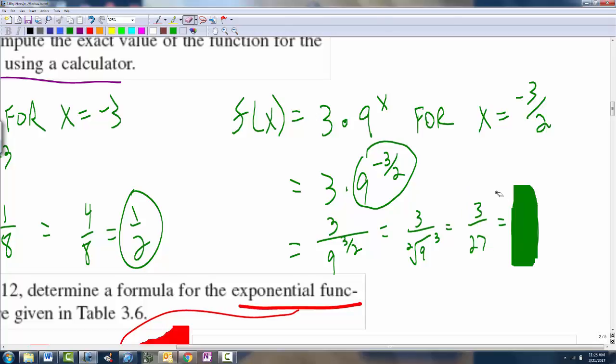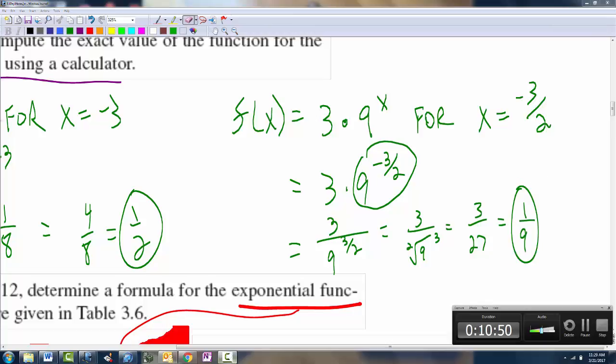If you write that, I'll mark you wrong. How many times 3 go into 27? So the final answer is 1/9. And I'll pause for writing purposes.